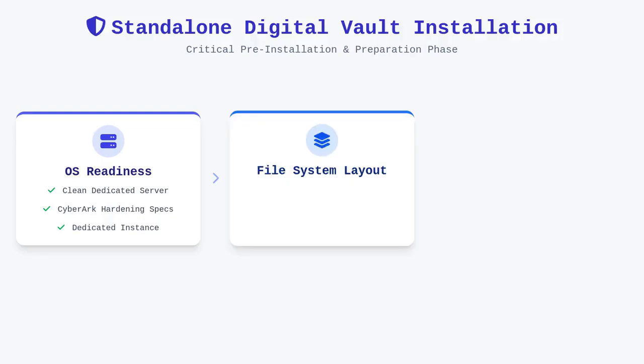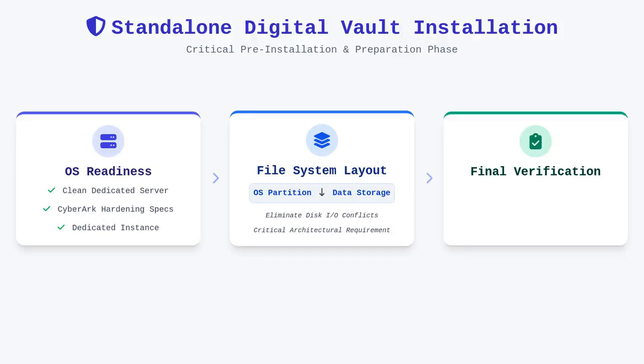You must ensure the Windows Server operating system adheres strictly to the hardening requirements specified by CyberArk, which necessitates a clean, dedicated server instance. During the initial planning phase, you should define the file system layout carefully, separating the operating system partitions from the data storage drives where the private ARC database files will reside. This separation is not merely a suggestion, but a critical architectural requirement to ensure that disk I/O demands of the vault do not conflict with the operating system processes.